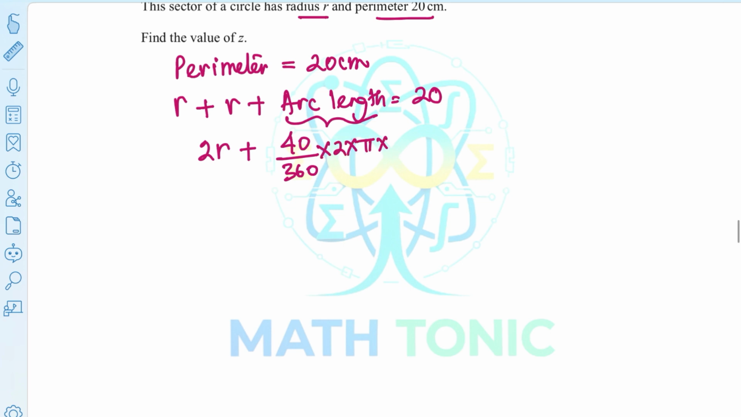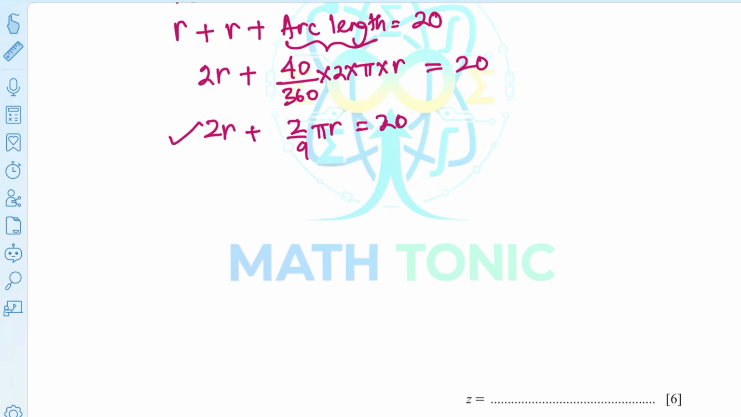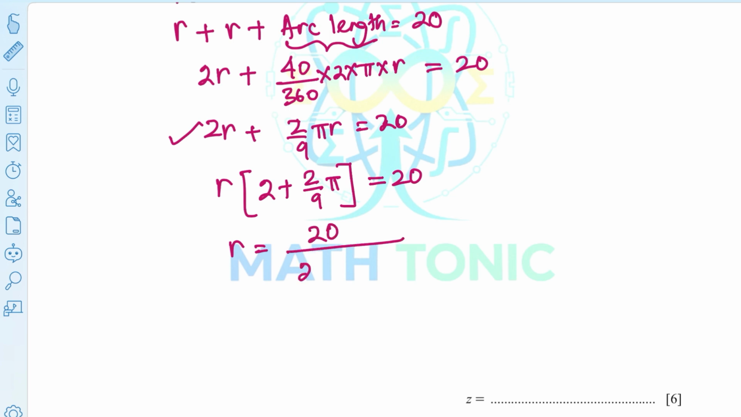2 times pi times r, we don't know r, so we need to find the value of r, right? That equals 20. So it will be 2r plus, if you simplify this, 2 over 9 pi r, that equals 20. Now we can take r common, so I get r times 2 plus 2 over 9 pi equals 20. So r equals 20 over 2 plus 2 over 9 pi. Clear? If I move this whole term to this side, it will be divided.